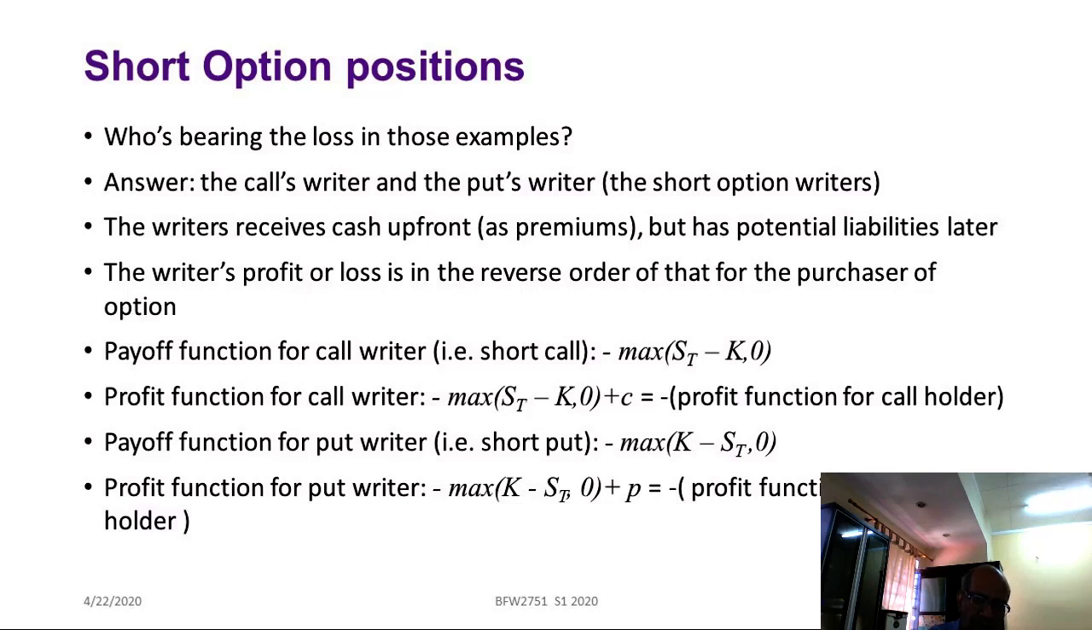Payoff function for a put writer is minus max of K minus ST. K minus ST should be more than 0, but you already have a minus sign there, plus P. So the profit function for a put writer is whatever loss you're making plus the P. P is the one which counterweights the loss.